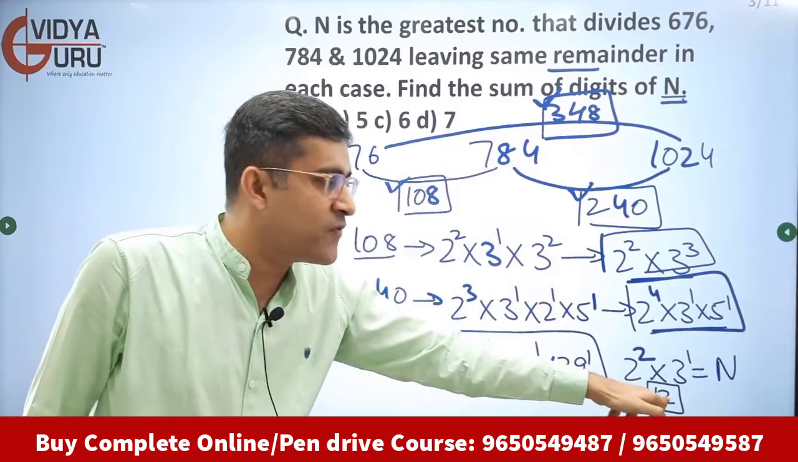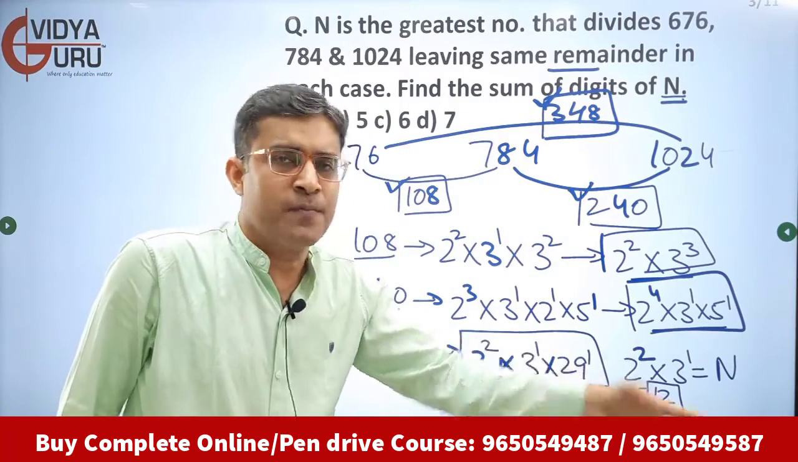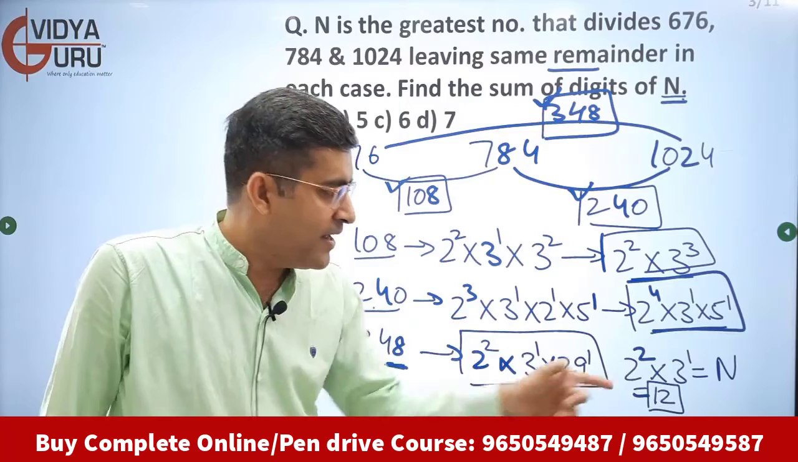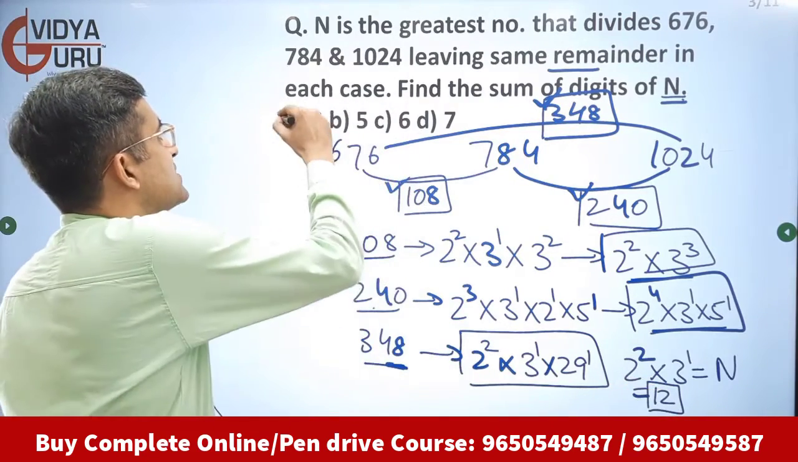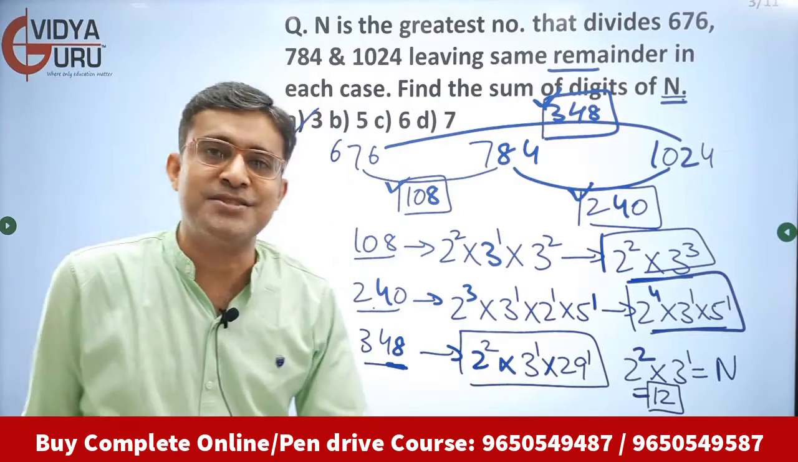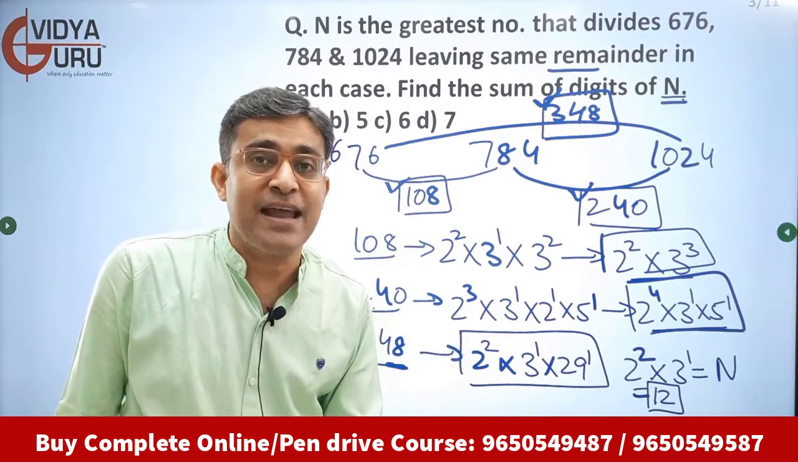So what will be the sum of digits of n? 1 plus 2. It has only 2 digits, very simple, 1 and 2. So 1 plus 2, 3. Students, the answer is option A. The answer is 3. Let's look at the next question.